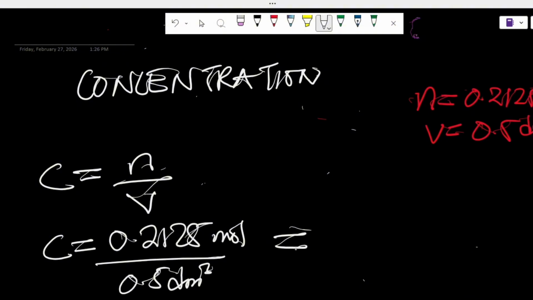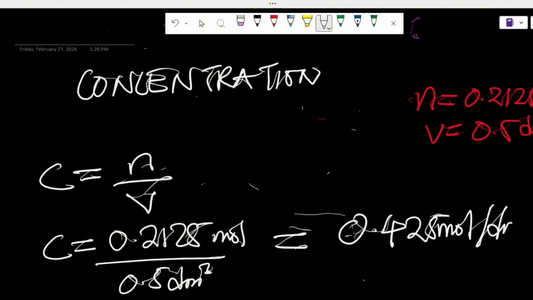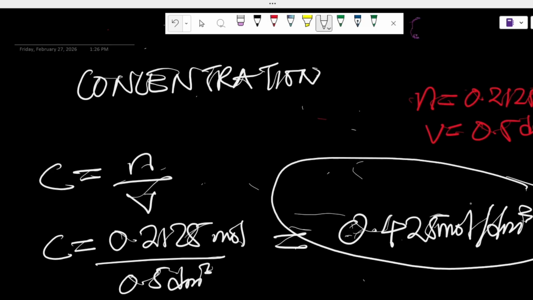And so when you use your calculator, this is what you're going to get: 0.425 moles per decimeter cubed. So make sure you pay attention to the units here, moles per decimeter cubed. So make sure that you understand that.